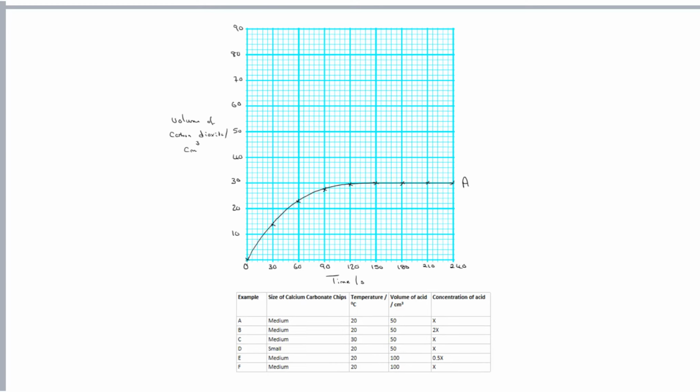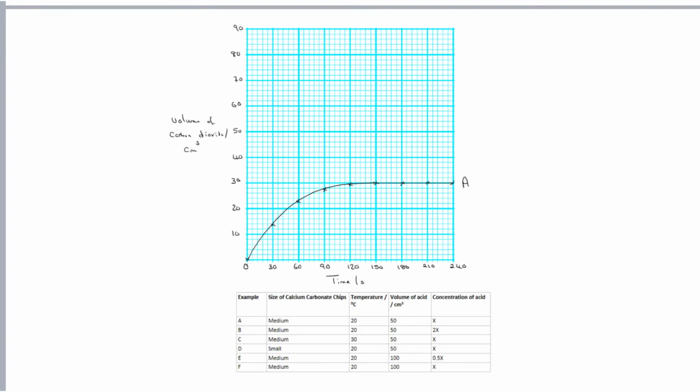So finally, let's compare A and F. So what's changed here? So the size of the calcium carbonate chips is the same, temperature is the same. However, we've got double the volume of the acid. It's the same concentration. Therefore, we've got double the number of moles of acid. Therefore, we're going to get twice the volume of carbon dioxide produced.